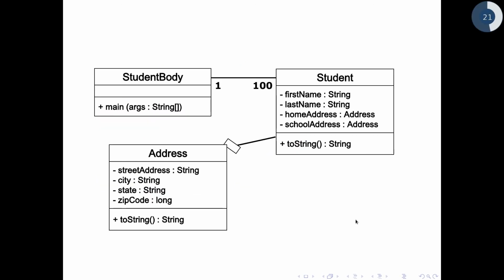One more example with some multiplicity. The student body has 100 students in it. The student has name and address, and the address is another class. So the student is composed of these addresses. This is aggregation.